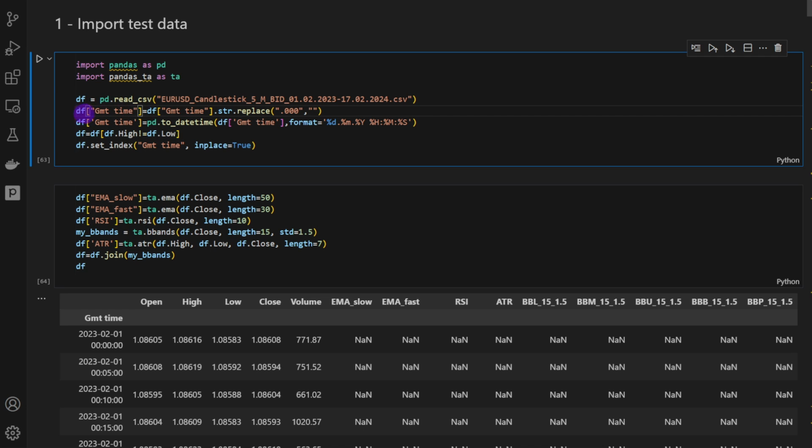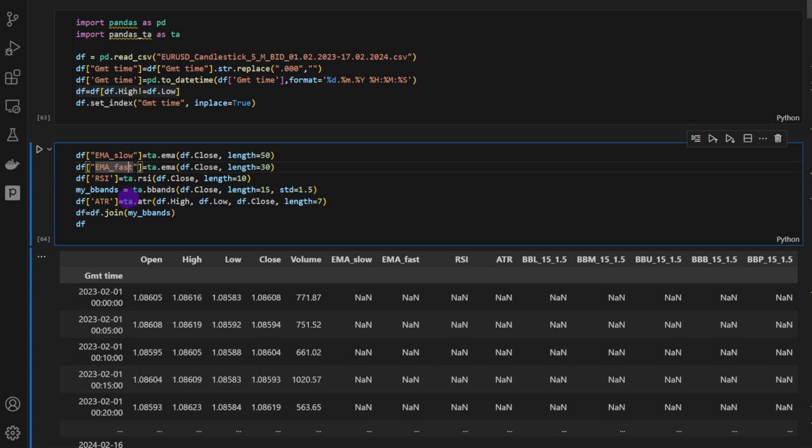In these lines, we are cleaning the fractions of seconds from the GMT time column, and we are casting the GMT time column into datetime, providing the correct format: the day, month, year, the hours, minutes, and then seconds. Then we are cleaning the candles where we don't have any movements. These are usually candles where the high is equal to the low. These are weekends and days off, so we are not interested in these days. And then we reset the index as well. So we set the index to GMT time, because this will be our index for the moment.